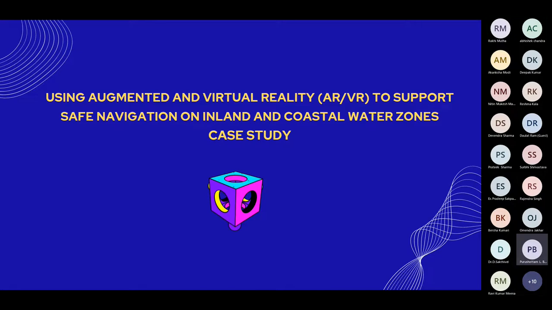So if you consider one of the use cases in remote sensing and GIS, it is used in order to support safe navigation in inland and coastal water zones.